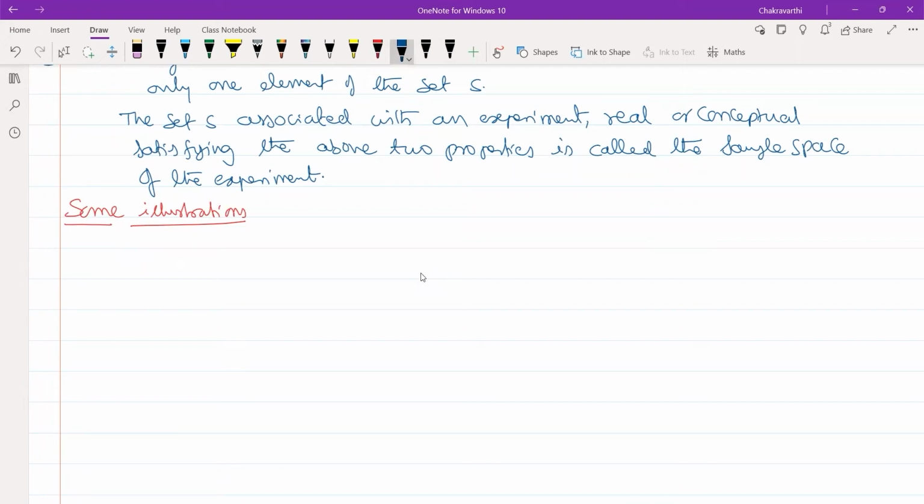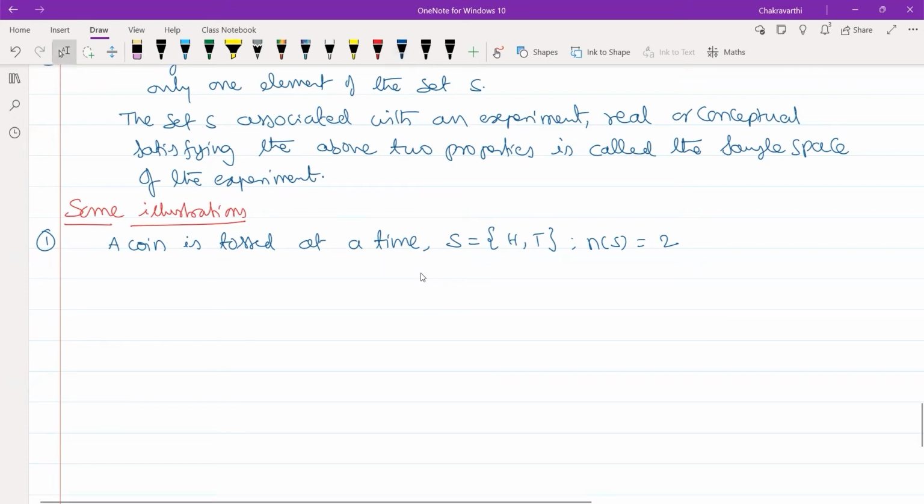A simple one, starting with the first: a coin is tossed at a time. The sample space, now use the set builder form. The N of S, the total sample points. These are also exhaustive cases. Exhaustive cases. Number 2.